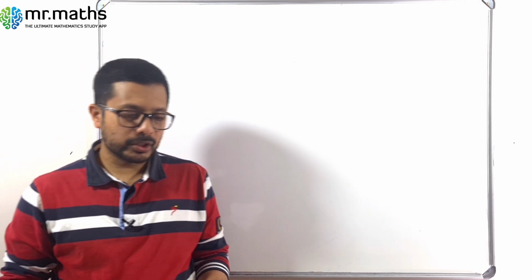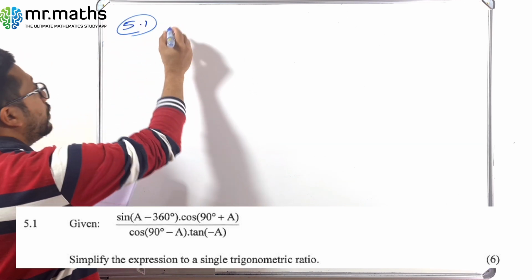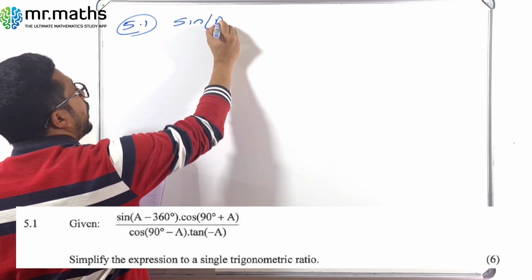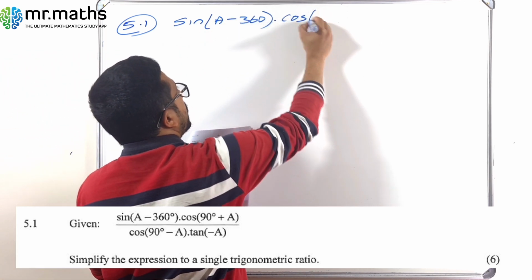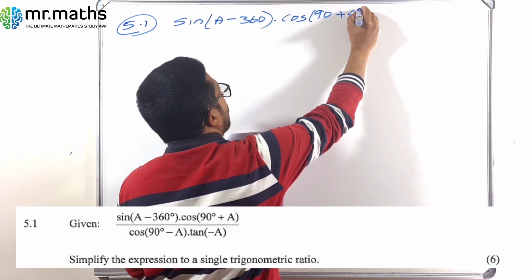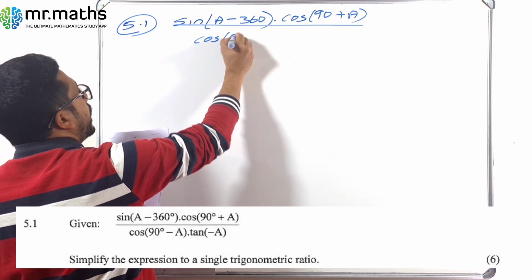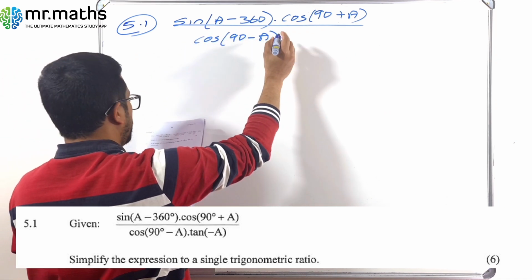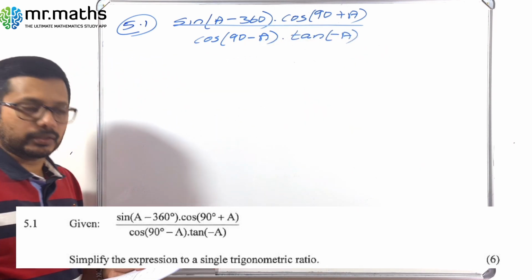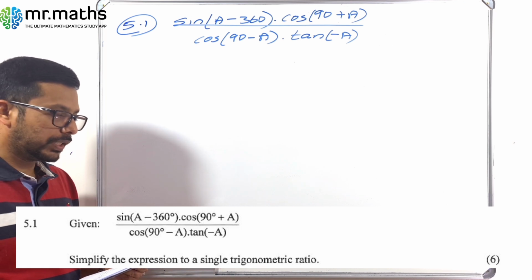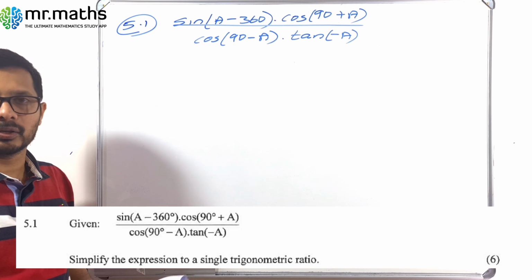Okay, let's start. Question number 5, 5.1. Sine of a minus 360 into cos of 90 plus a, divided by cos of 90 minus a into tan of minus a. This is the question. Simplify the expression to a single trigonometric ratio. You have to simplify this one to a single trigonometric ratio.